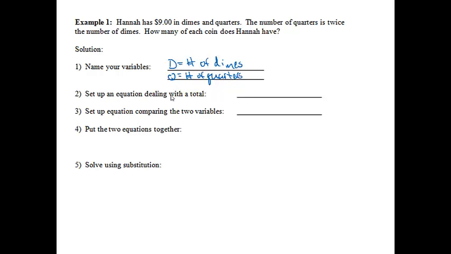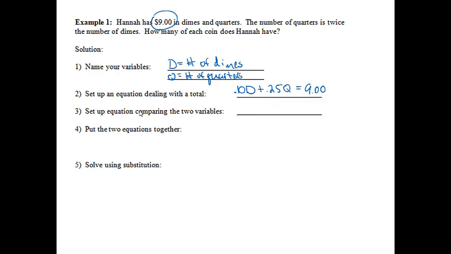Okay, it says to set up an equation dealing with the total. So altogether, she has $9 in dimes and quarters. And since $9 is a value, we want to think for each dime she has, what is each dime worth? It's worth 10 cents. So we're going to put 0.10 times each dime, plus the value of the quarters, which would be 25 cents, so 0.25 times every quarter, and we know that total is going to be $9. So that's our first equation.